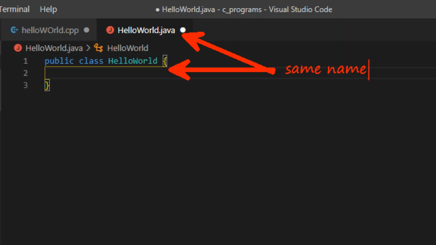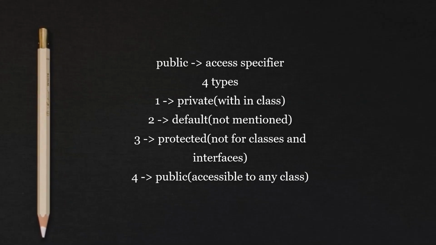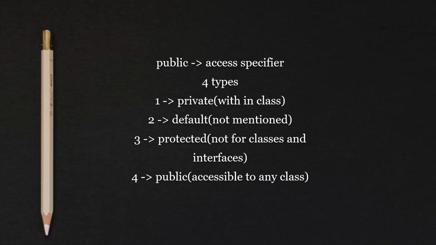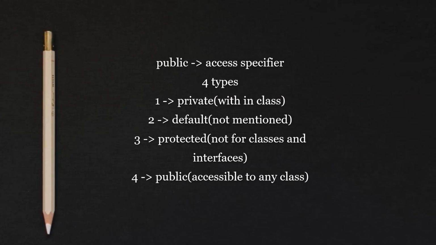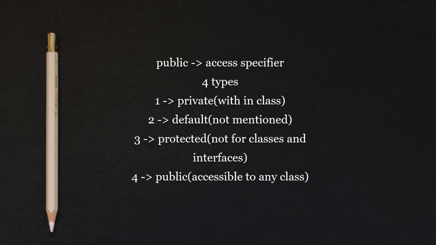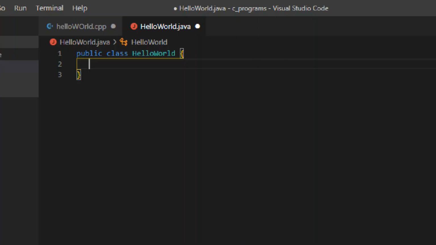Here public is the access specifier. There are 4 types of access specifiers. 1. Private. It is used to access within the class. 2. Default. Used when no access specifier is called. 3. Protected. And this cannot be applied to class and interfaces. And finally public. This is accessible from any class, and the main class must always be public.